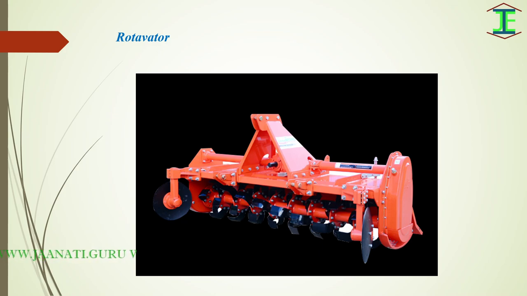For this rotavator, there will be an axle on which the rotors are attached. For these rotors, there will be blades. For each rotor, there will be 6 blades. Three face one direction and the other three face the other direction. By the rotating action of these rotors, the soil is tilled. And this rotavator is connected to the tractor by the PTO shaft.